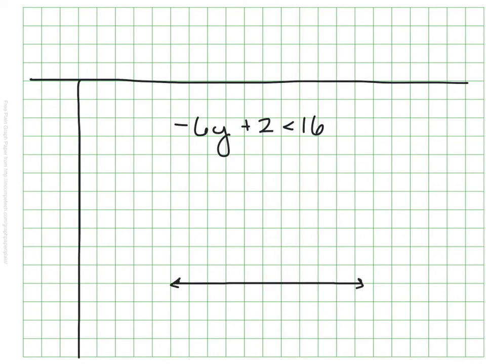So remember that the essential question for this video was what happens when we solve inequalities with negative coefficients, and we have seen that we have to flip that inequality when we divide or multiply by negative numbers.